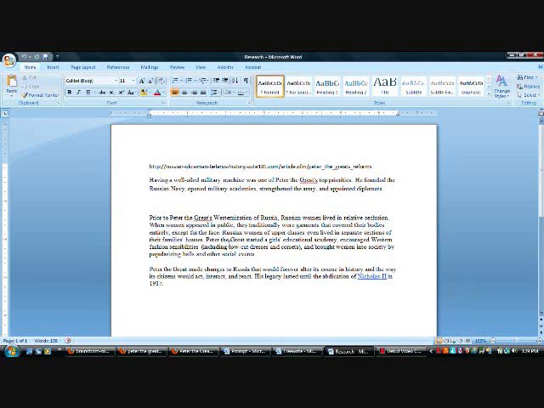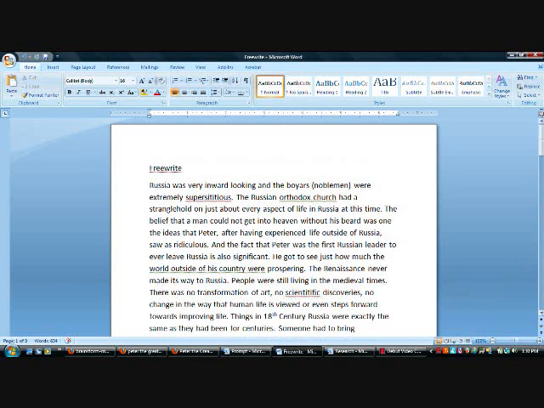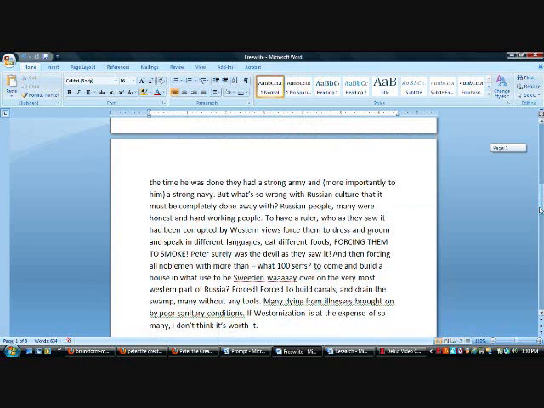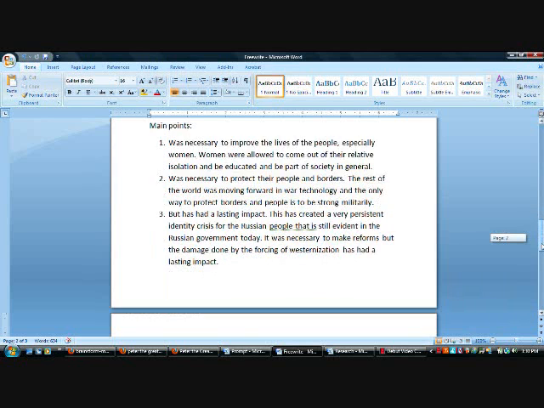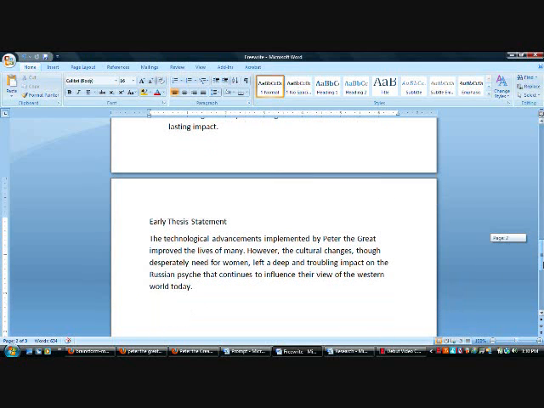So with that done, I came up with 3 points that I wanted to use to support my ideas that I have, and I have that here. My 3 main points are basically how it helped women and how it helped them become a world power and helped them protect their borders and their people, but also that it had a lasting impact. And because I knew what main points that I wanted to talk about in my paper, I could then write an early thesis statement. And here's my early thesis statement.